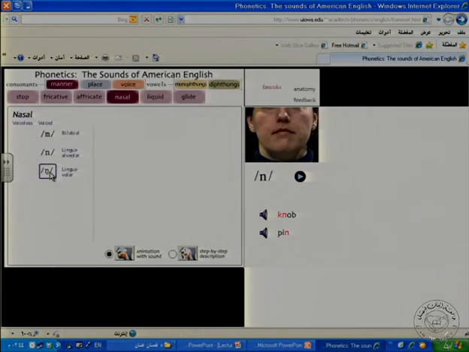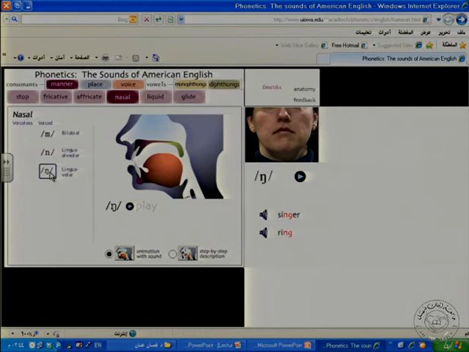The last nasal sound is ng. See, ng. The back of the tongue is in contact with the velum. It is lowered down here, and you can see also here the larynx. There's a vibration here, and it shows that the air goes out of the nose. That's why these sounds are called nasal.